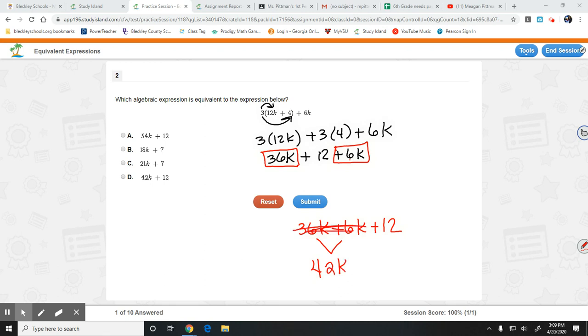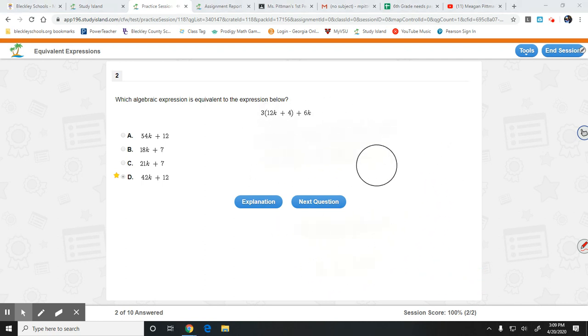So we combine this. We don't need those anymore. Bring down our plus 12. We can't combine these two terms because 12 doesn't have a variable. So our final answer looks like it's going to be D. Let's see if we're right. And we're right. All right, let's do another one.